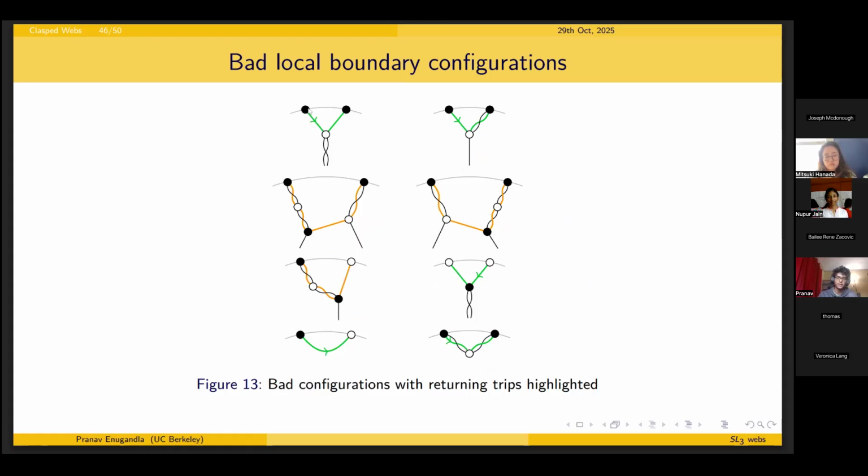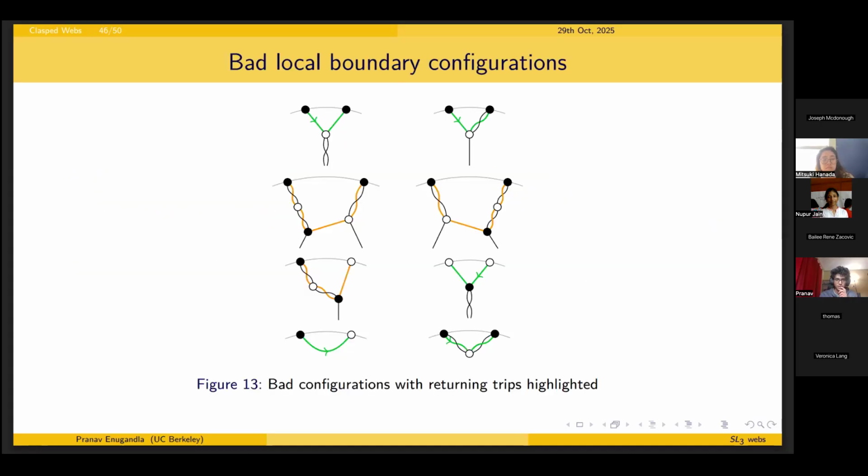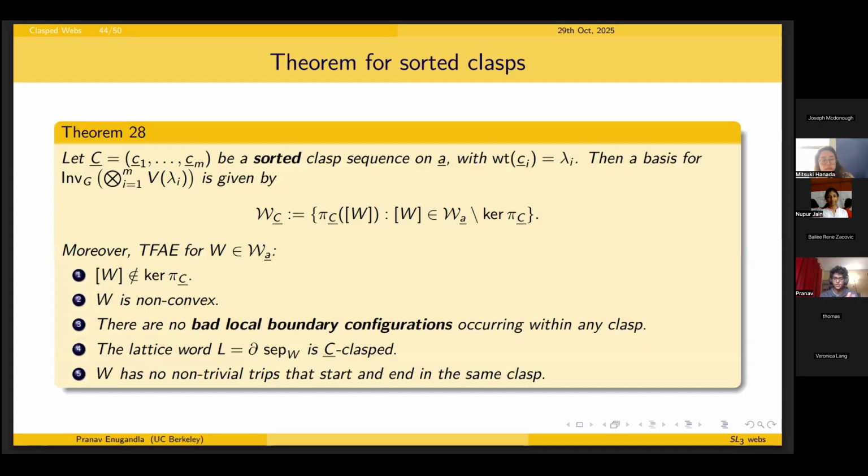So for example, in the top left, if I do a trip 1, I start at this left boundary vertex, I move towards the white vertex, I take a left here, and then I end at this other boundary vertex. Similarly, each of these 8 boundary configurations has a trip 1, which is in green, or a trip 2, which is in orange, witnessing this U-turn condition. So these are 2 different ways to think about why these configurations are bad. But the point of the theorem is, as long as you avoid those 8 things within any clasp, then your web is non-convex, and the set of these non-convex things forms a basis.